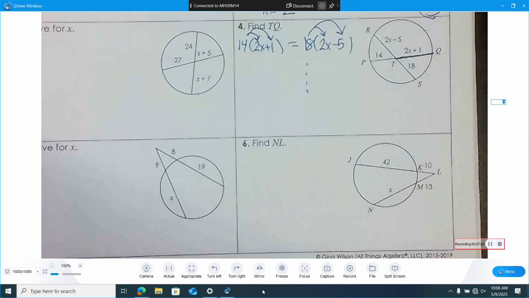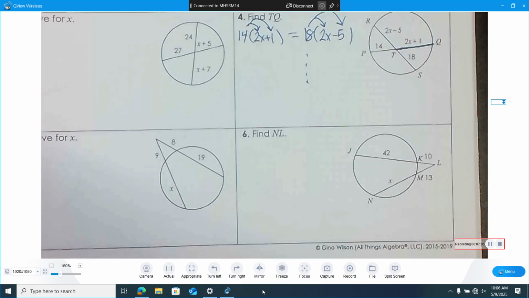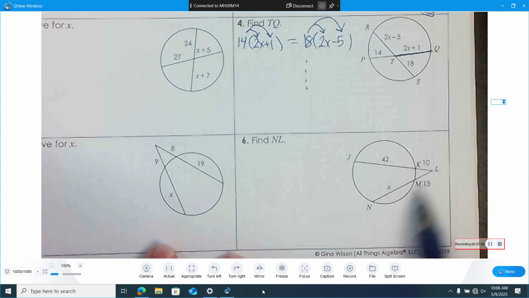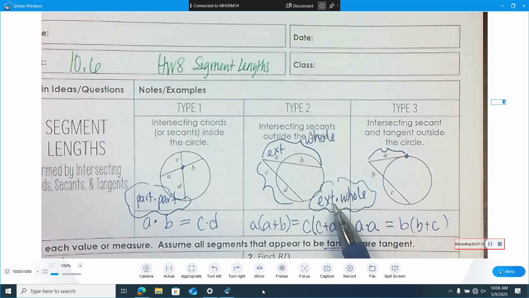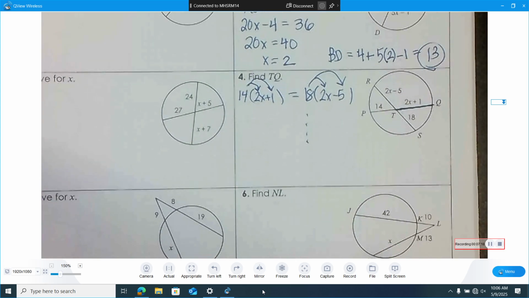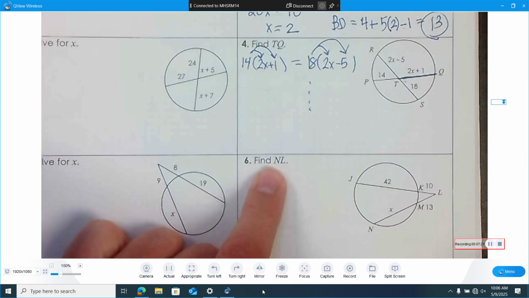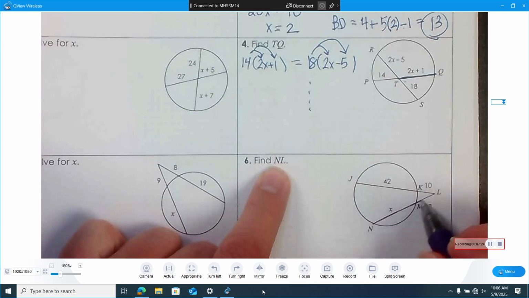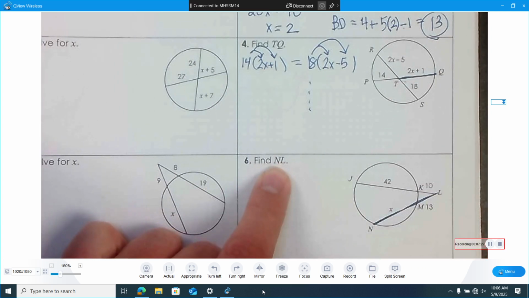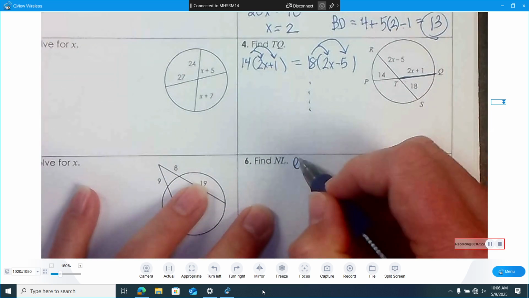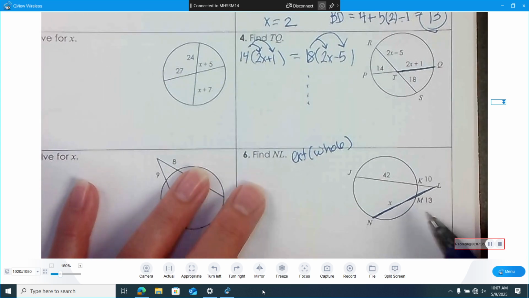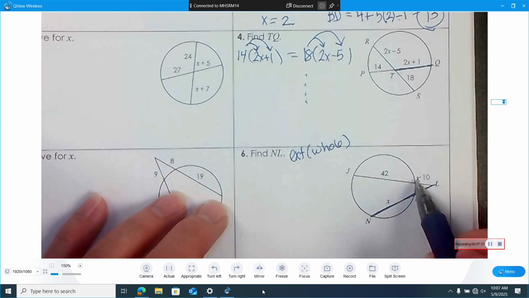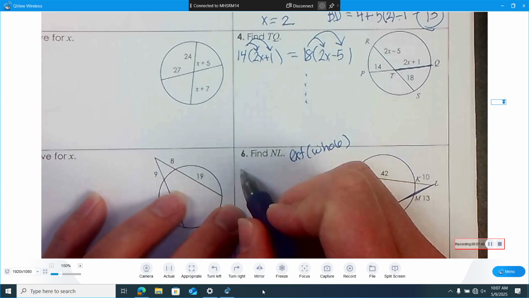So let's move on to number 6. All right, which case is this one? Which type? Yeah, it's a type 2, so I need to think about the exterior portion times the whole segment length there, or the whole secant length. Number 6, we want to find this whole length of NL when we're done. So I want to do exterior times whole, and that's what I'm thinking when I see this type of setup here. Let's see, I'm going to start with the 10, so that's the exterior piece.